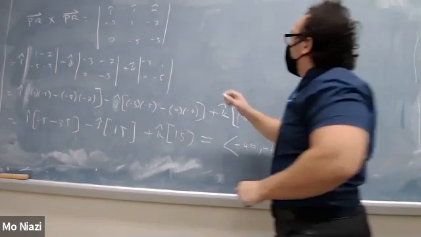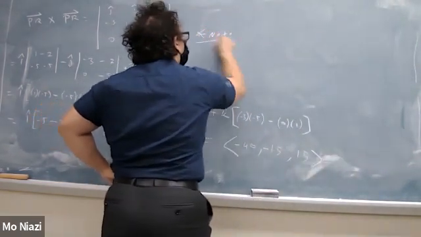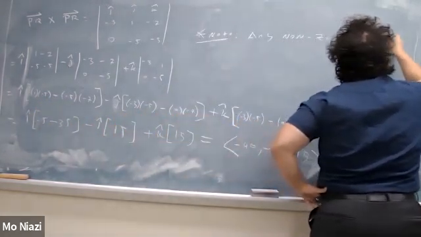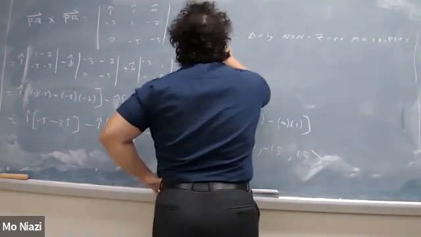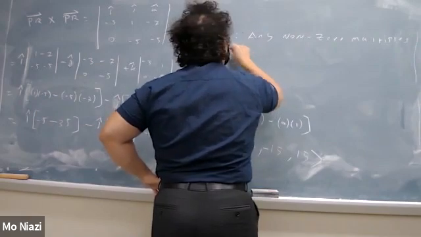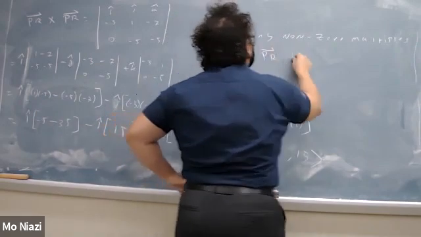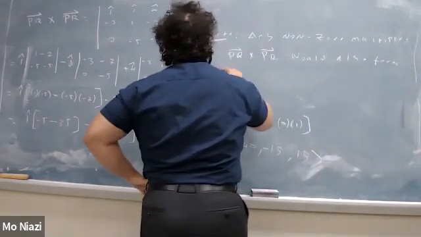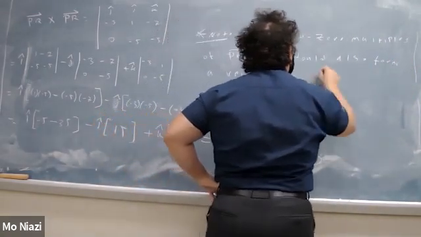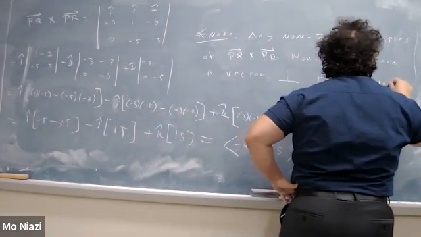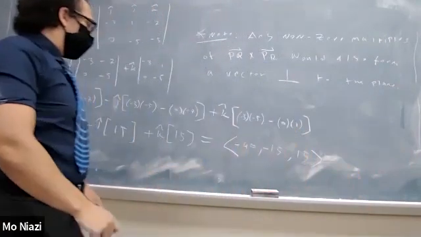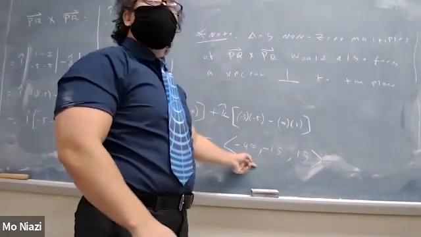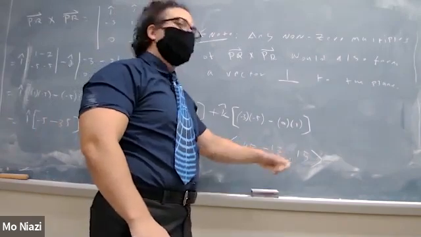So let's make a note. Any non-zero multiples of this PQ cross PR would also form a vector perpendicular to the plane. What do I mean by that? Well, you mean you can scale it? Yeah. It means I can factor out a 5 and it still would work. Factor a 5 out of 40, 15 and 15, it would still work.